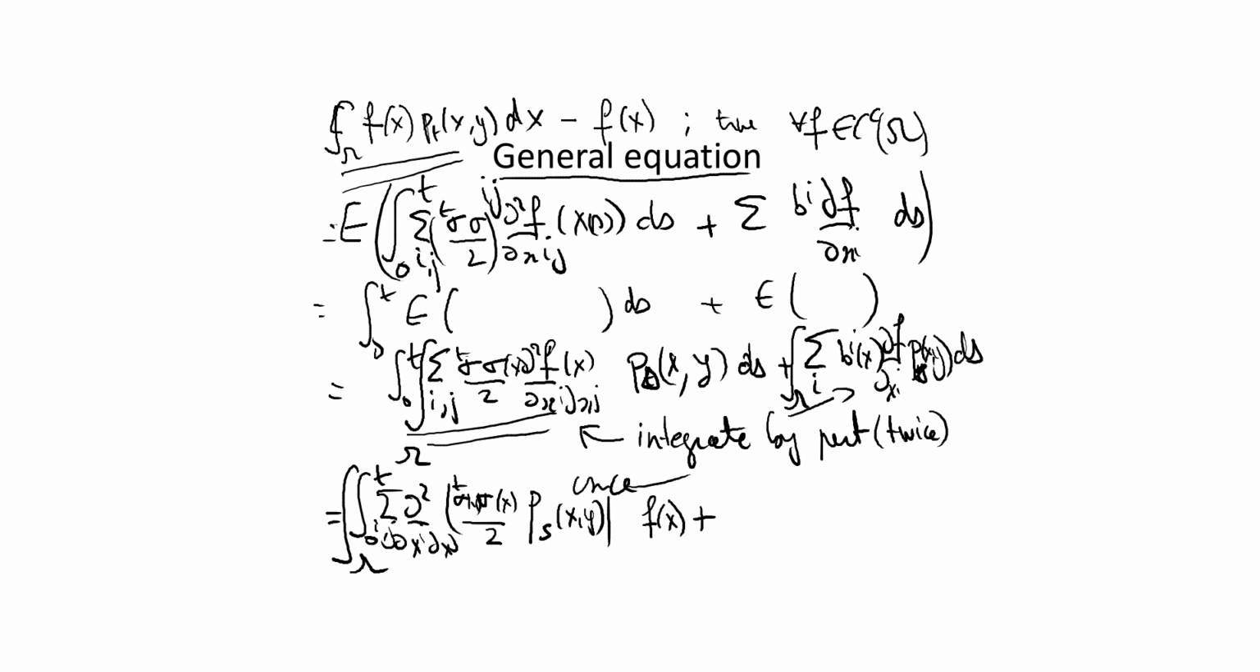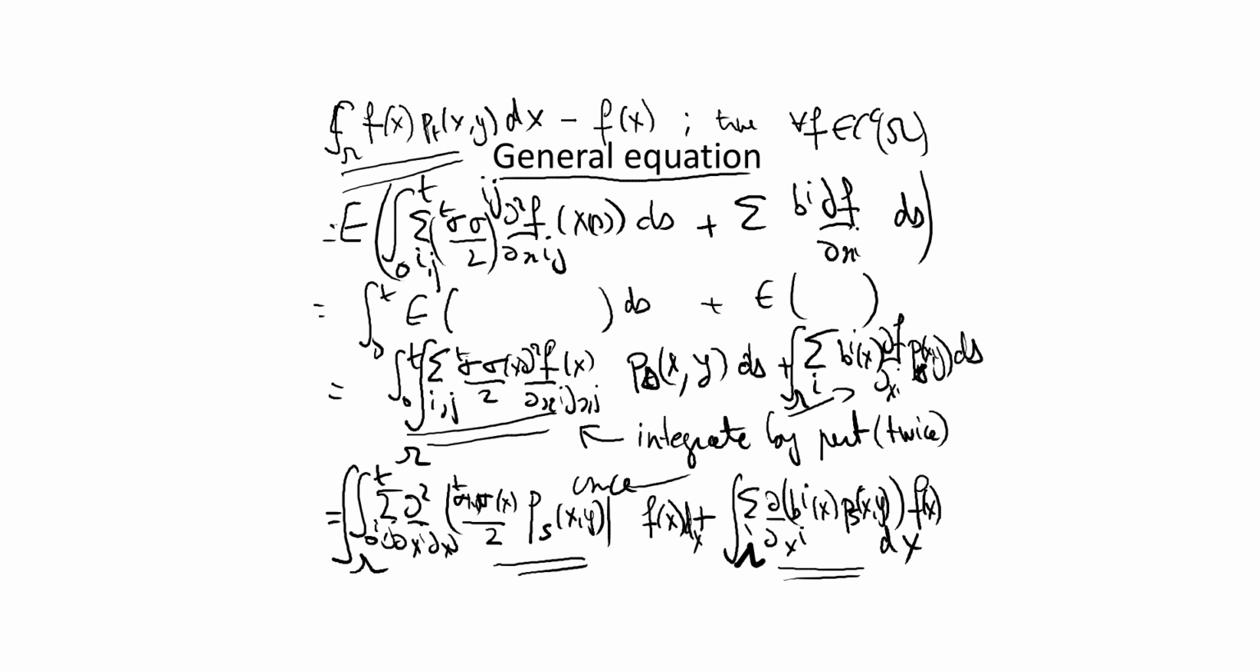plus again the integration over omega, so this is dx, integration over omega of b_i of x p_s of x and y, and now this is d/dx_i, the sum over i, and now this multiplied by f of x. So for this term to be equal to that term, let me highlight it here in red, to be equal to all of this, we need to have what we have here inside, the terms that are here, to be equal to what we have here inside, right? And this is what we are going to do next.